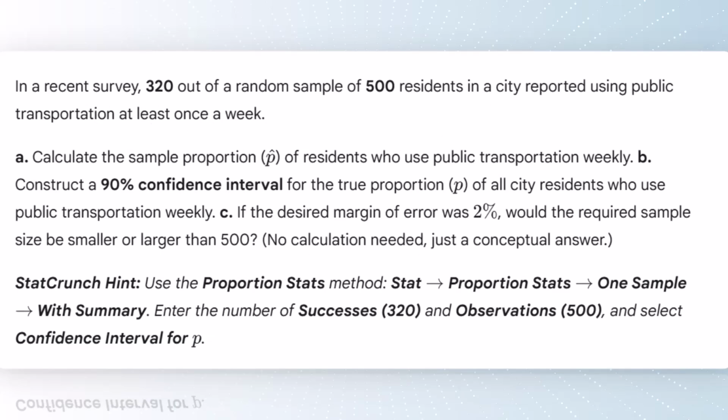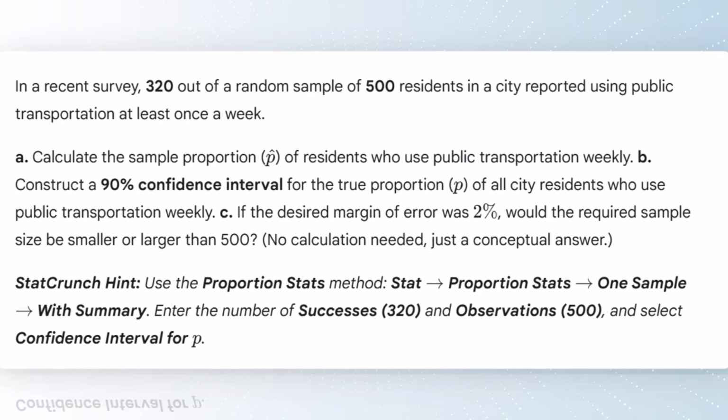In a recent survey, 320 out of 500 residents in a city reported using public transportation at least once a week. Calculate the sample proportion P hat. P hat, guys, is 320 divided by 500. It's X over N, which is going to be 0.64, of residents who use public transportation.